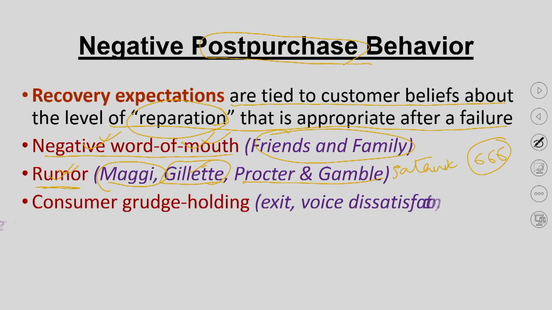What else can happen? Consumers can actually hold a grudge, right? They may not do anything, but they may hold a grudge about the particular company. If a particular product fails, they may hold this grudge against the company because the product has not worked the way they wanted. And so what all can happen? Three things can happen.